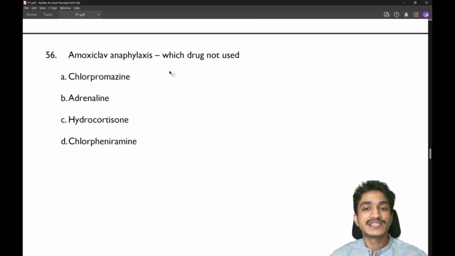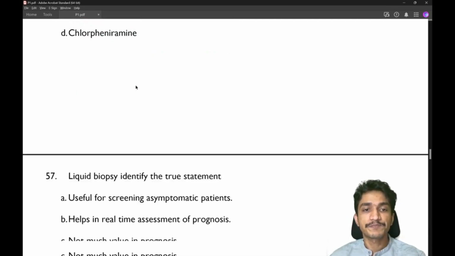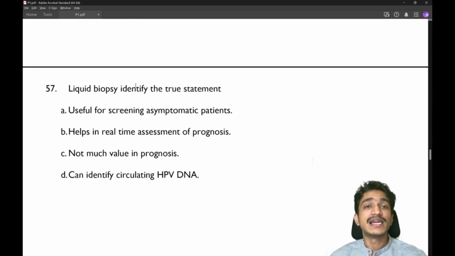Amoxiclav, anaphylaxis with drug is not used. You don't need to go into much detail. Chlorpromazine is an antipsychotic drug, and that is the answer in this case. Okay. Liquid biopsy, identify the true statement.